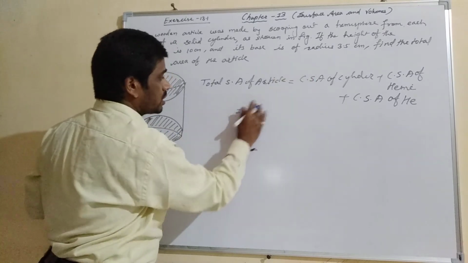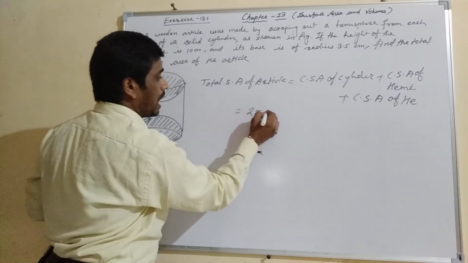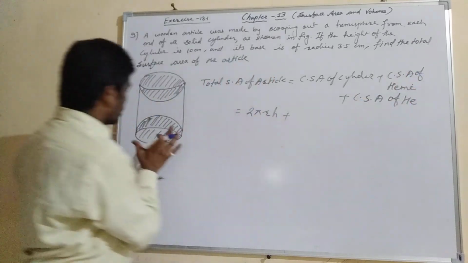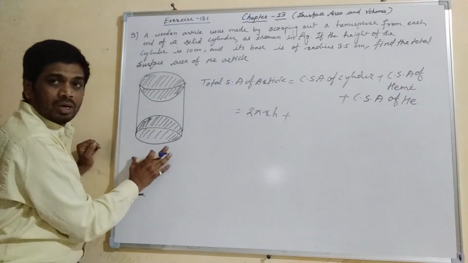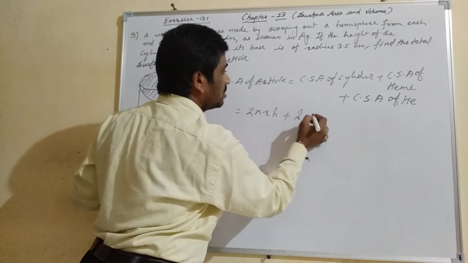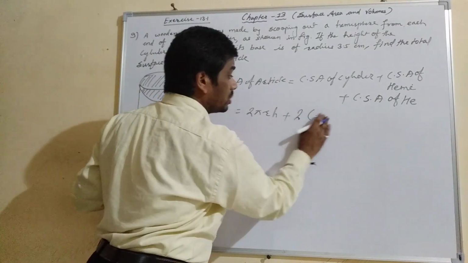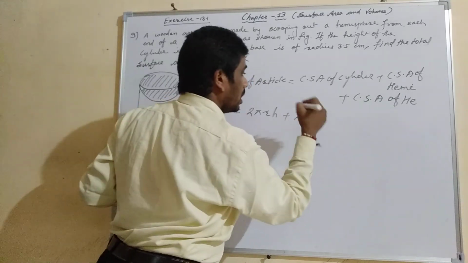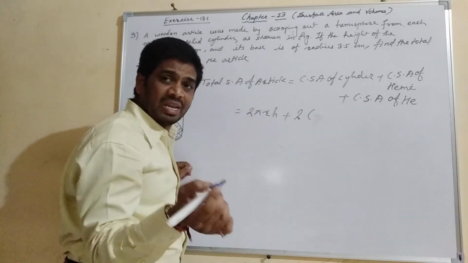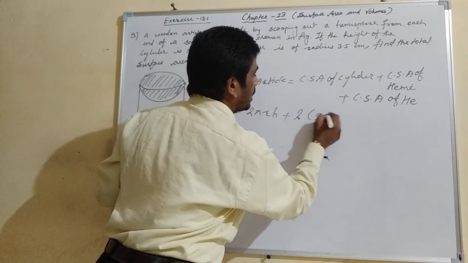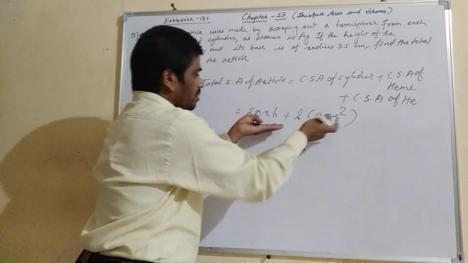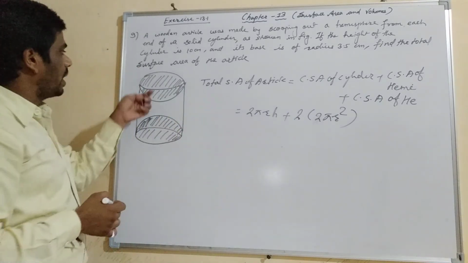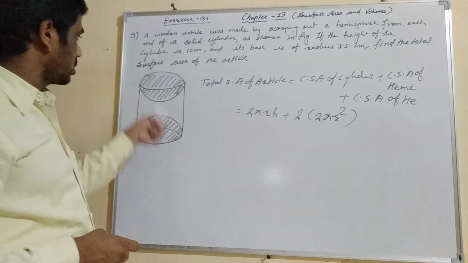So the CSA of a cylinder will be 2 pi r h, plus 2 times, because the diameters of both hemispheres are equal. 2 times, since there are 2 hemispheres, so 2 times the curved surface area of one hemisphere. So it will be 2 times 2 pi r square. So you can put the value and find the answer. This is the way to find the surface area of the article.